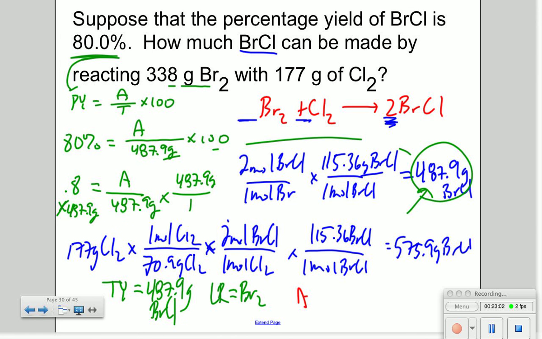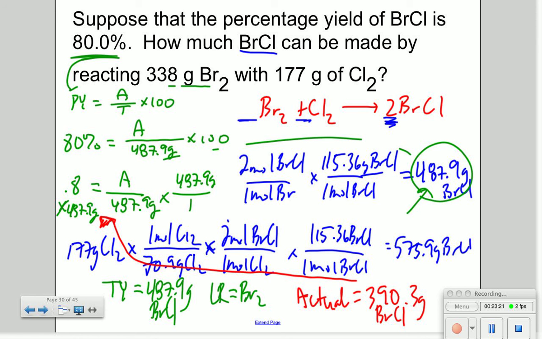My actual, I get 390.3 grams of BrCl. And I got that from here.